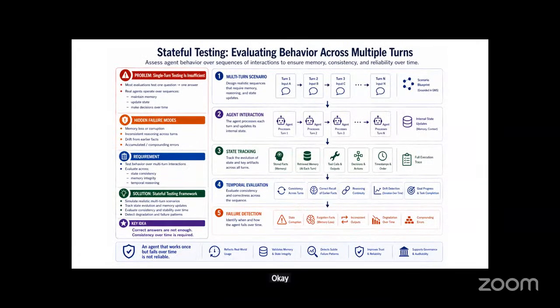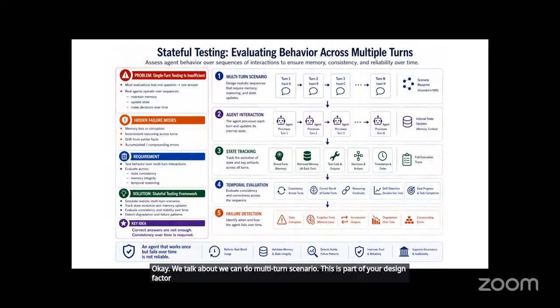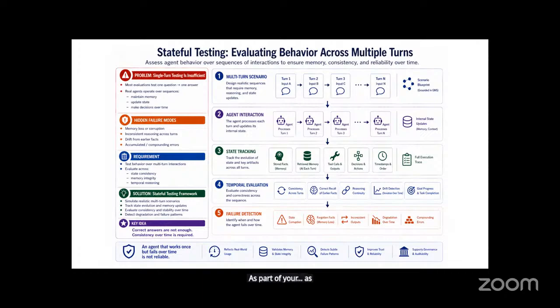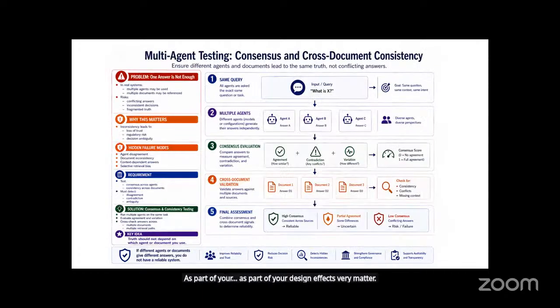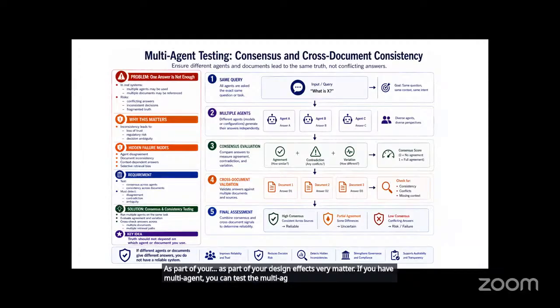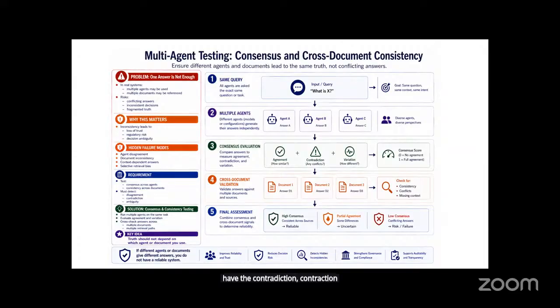We talked about how we can do multi-turn scenarios. This is part of your design factor, because an agent can do 1 turn, 3 turns, 5 turns, 100 turns. We can test at different turns as part of your design of experiment. If you have multi-agent, you can test how the agents have agreement or disagreement, because we have measurement in terms of contradiction. We can measure that. The geometric memory system has the contradiction measure. So let me stop here so we can do Q&A.